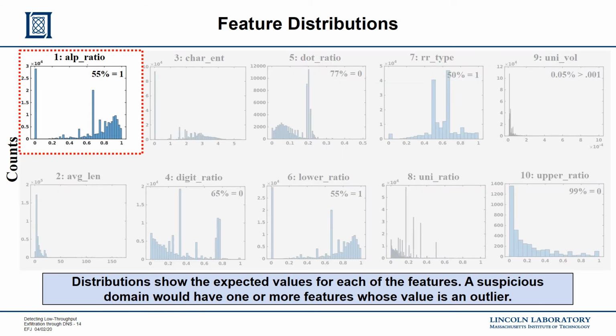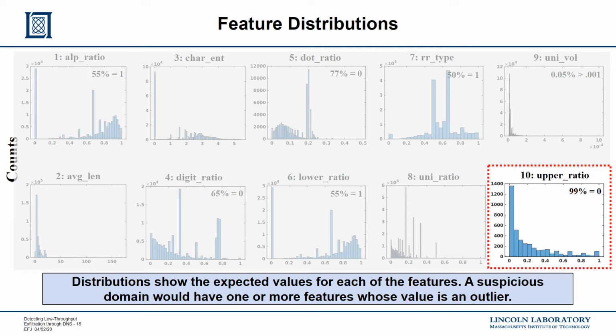One of the features is the alphabet ratio, and we see that on average, over half of the domains on a given day have a value equal to 1. That means the entire subdomain length is all alphabet characters. That's not surprising. When you typically type in a URL string in your browser, you don't typically type in numbers. It's usually alphabet characters.